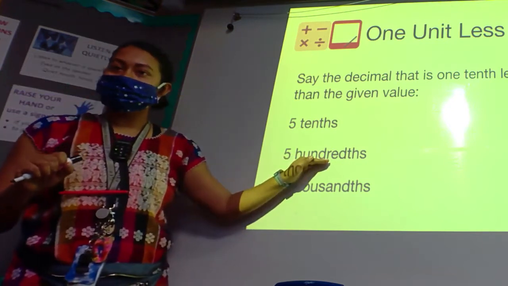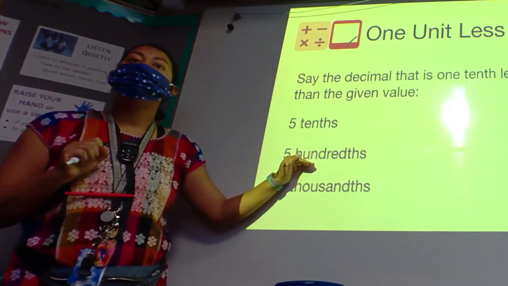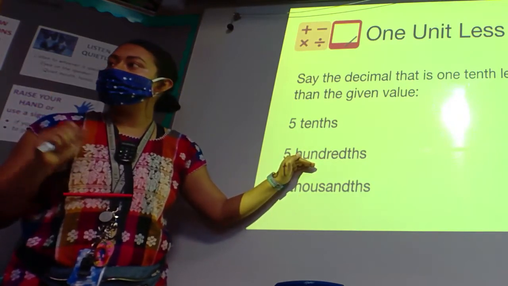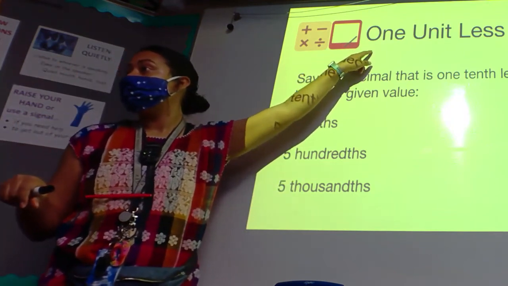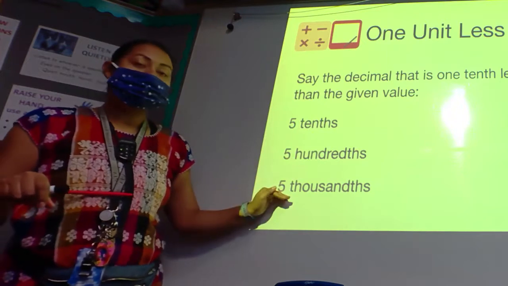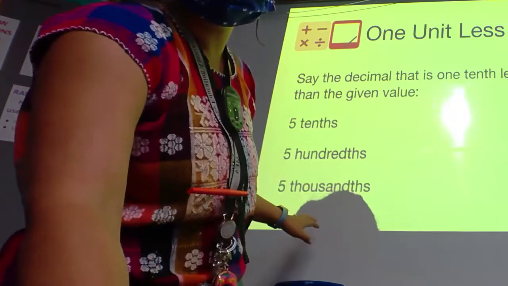5 hundredths. What is 1 unit less than 5 hundredths? 4 hundredths. Write it down. 1 unit less. 5 thousandths. 4 thousandths. Write it down.